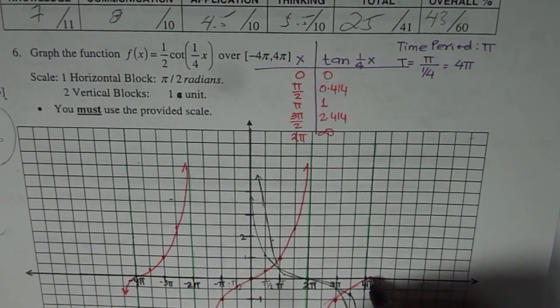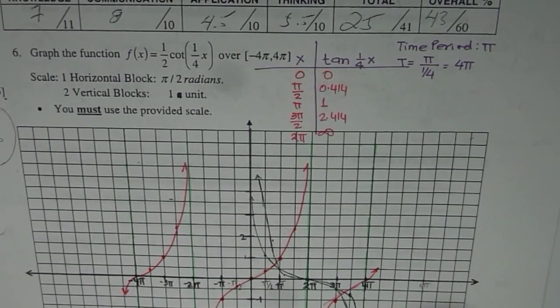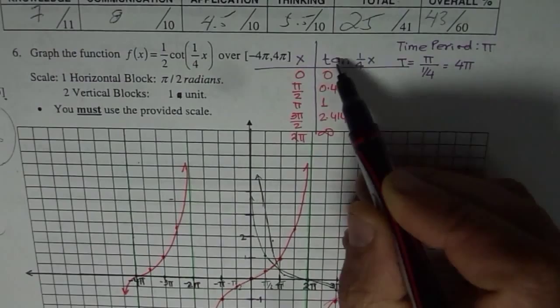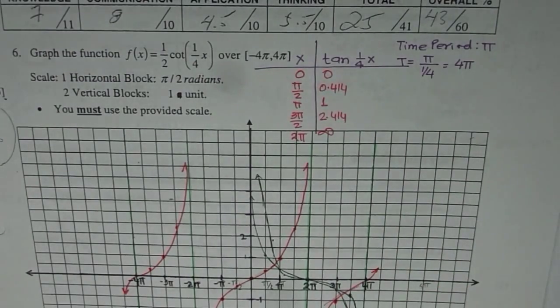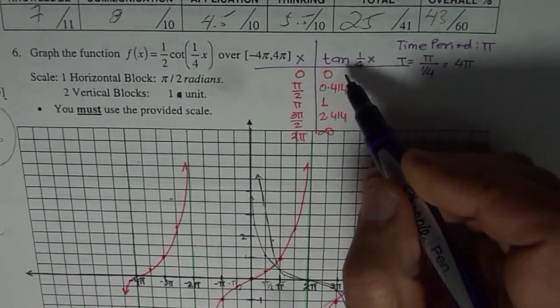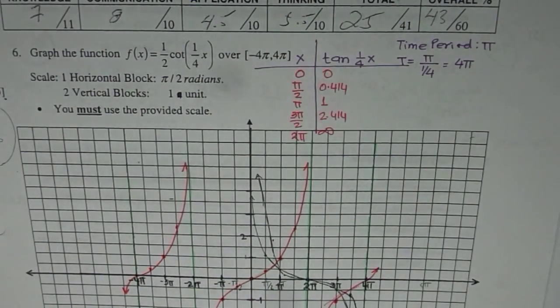Now that is the tan function, okay? So I'm just drawing an arrow. Perfect. So this is tan 1 over 4x, correct? So get to this point first and then take the reciprocal of this function to get your cot 1 over 4x. Do you get the idea, right?